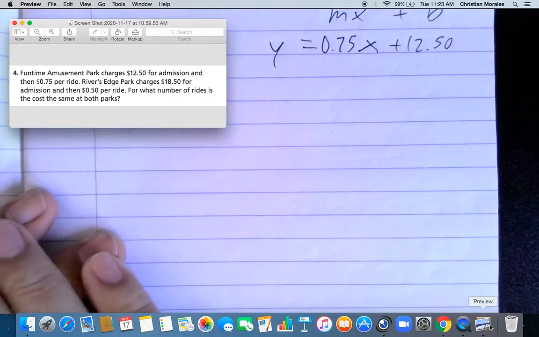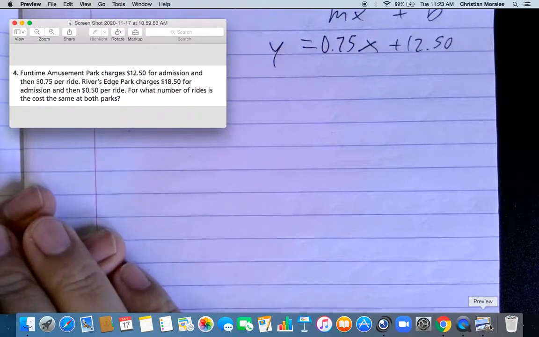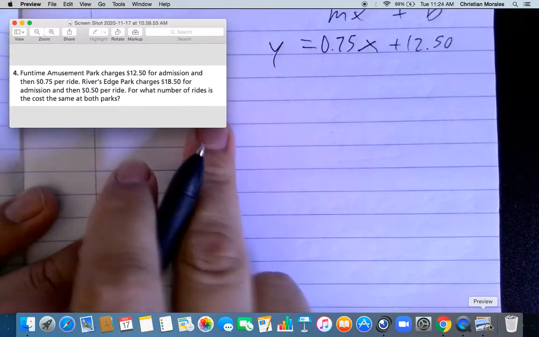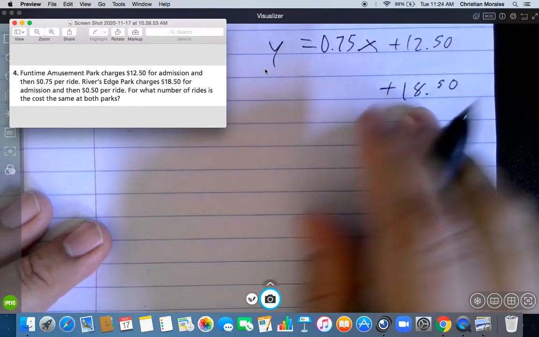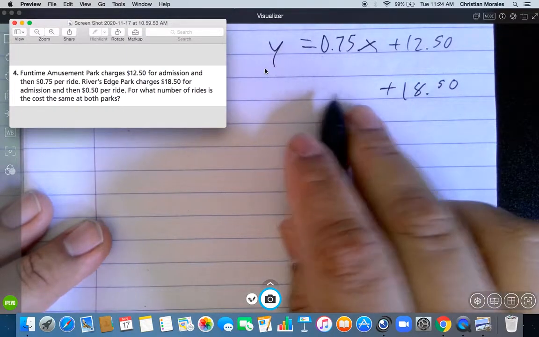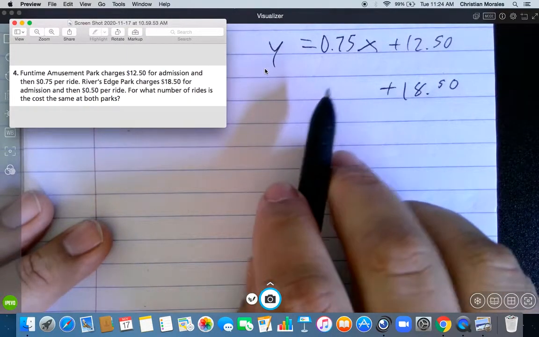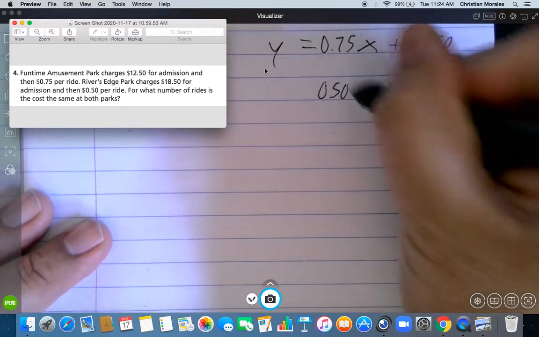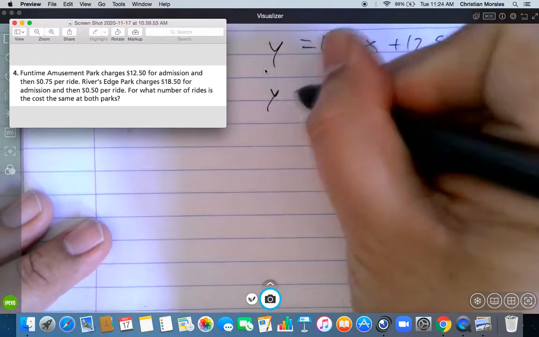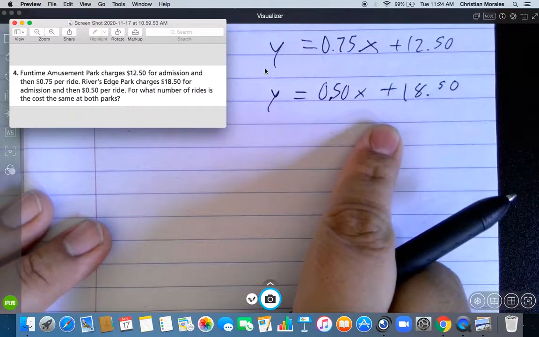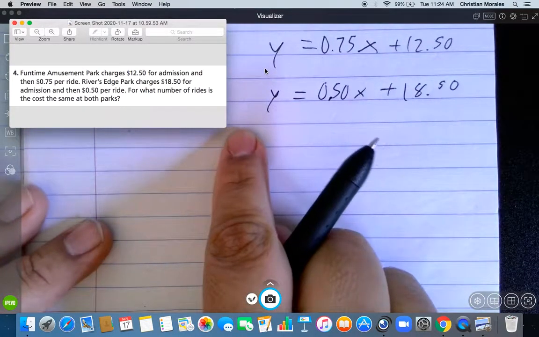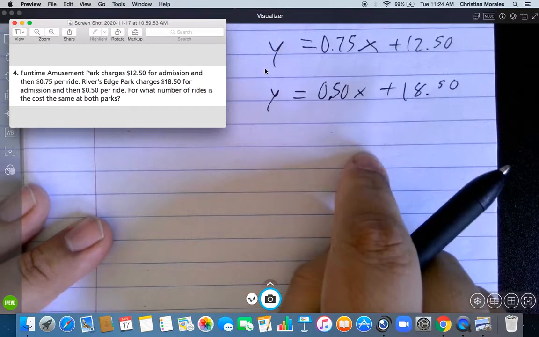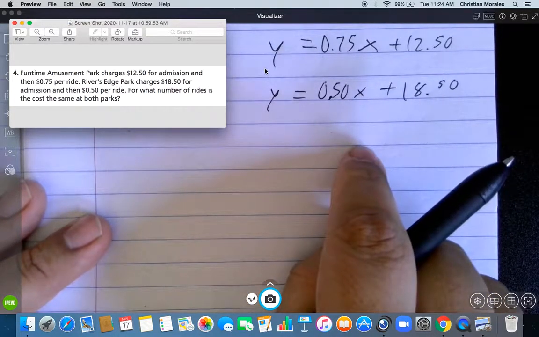Oh, sorry, for every ride. I'm assuming it's tickets. There's a separate amusement park. They charge you $18.50 to get in, and they charge you 50 cents per ticket. So it looks like this. All right. For what number of rides is the cost the same at both parks? Basically, they're saying how many rides would you get on, and you pay the same amount.